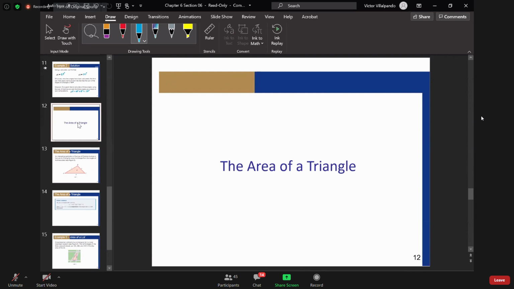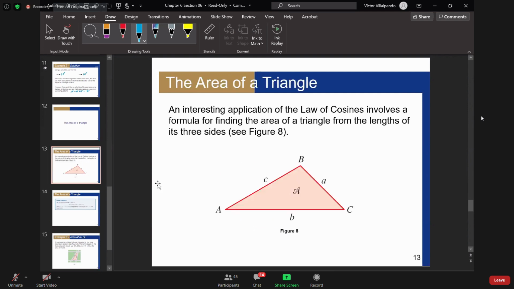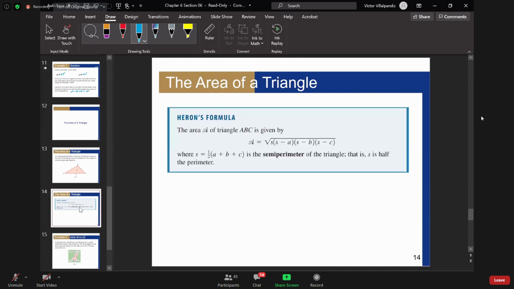And then here, let's look at area of a triangle. This one is very straightforward as well. So here we have a non-right triangle. An interesting application of the law of cosines involves a formula for finding the area of a triangle from the lengths of its three sides. So two applications we see from the law of cosines: the case of having all three sides. This formula is given. It's not very difficult to remember, but here we have S minus A, S minus B, S minus C. So there's some pattern there.